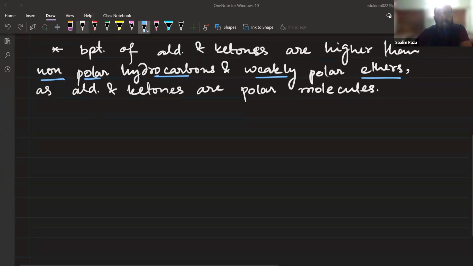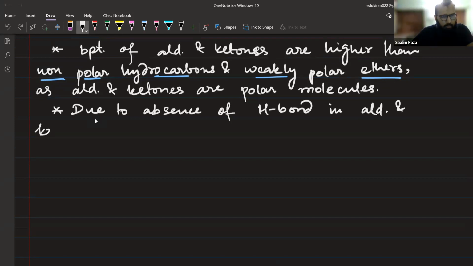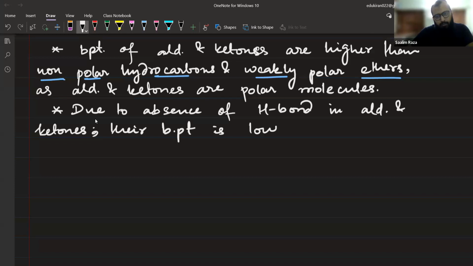Boiling point of aldehydes and ketones are higher than non-polar hydrocarbons and weakly polar ethers, as aldehydes and ketones are polar molecules. Next point, please write. Due to absence of hydrogen bond in aldehydes and ketones, their boiling point is lower than alcohols.